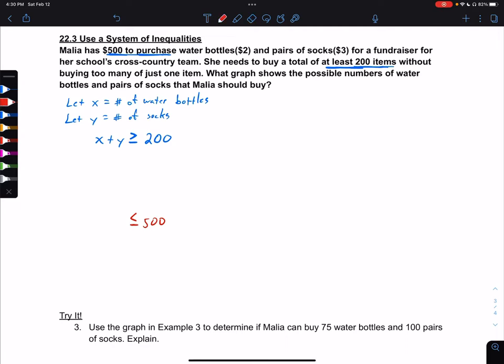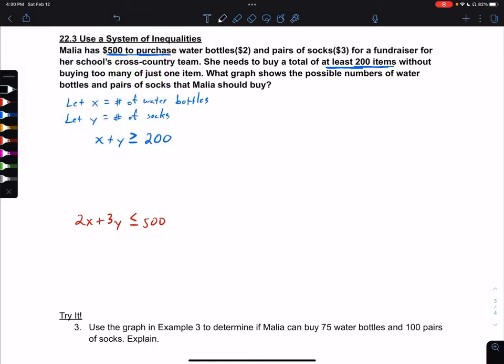So let's figure out what those values are over there. They tell us that the water bottles are $2. So we would do 2 times x to figure out the total money spent on water bottles. And then we could add 3 times y to figure out how much money was spent on socks. So that's our second inequality. And hopefully that's not too bad setting up. These are usually pretty straightforward, usually some kind of combination of items or prices, and you just multiply the prices times the items, and that'll get you a dollar value.